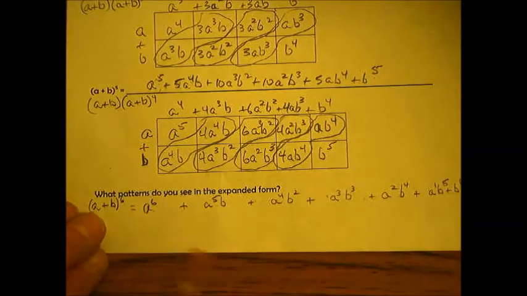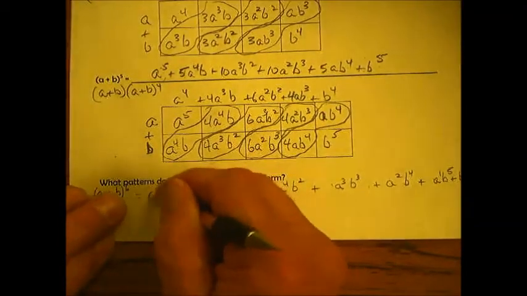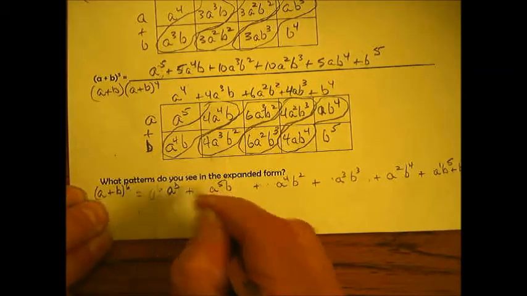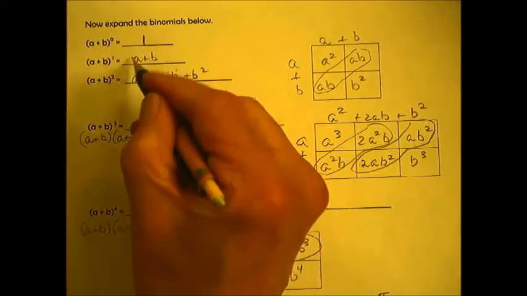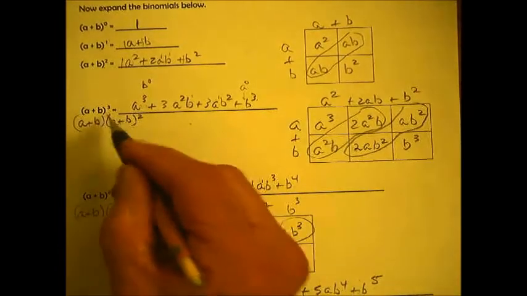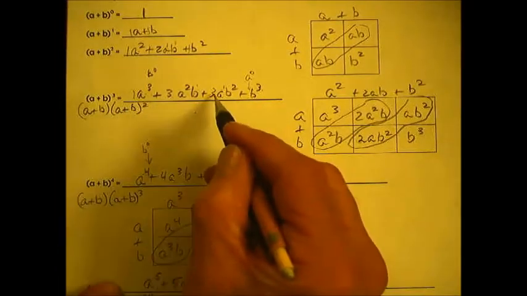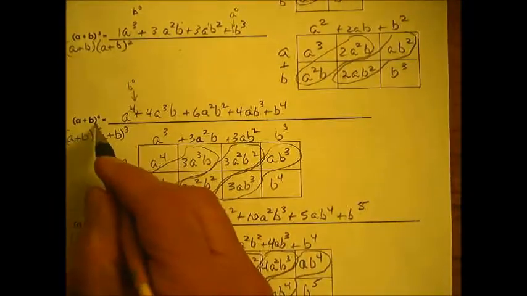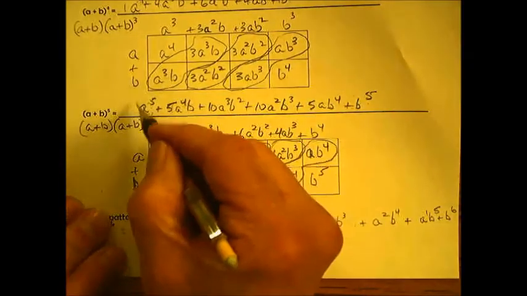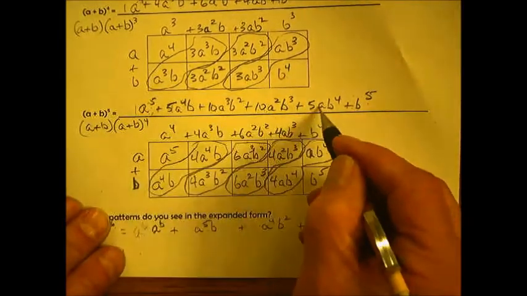What we don't have are the coefficients. I'm going to move this a to the 6th over a little bit so I have room for a coefficient. I don't know if you noticed it or not, but the coefficients go, for this one it starts out as 1, then the coefficients are 1a and 1b, and then the coefficients for a plus b squared are 1, 2, and 1, and for a plus b cubed it's 1, 3, 3, and 1, and then for a plus b to the 4th it's 1, 4, 6, 4, and 1. To the 5th, a plus b to the 5th, it's 1, 5, 10, 10, 5, 1.